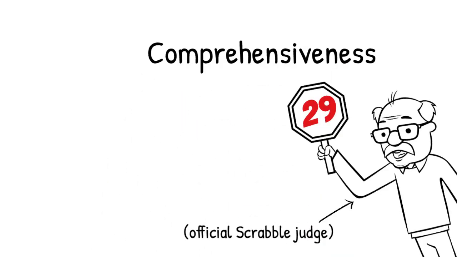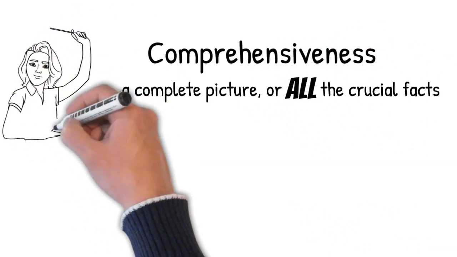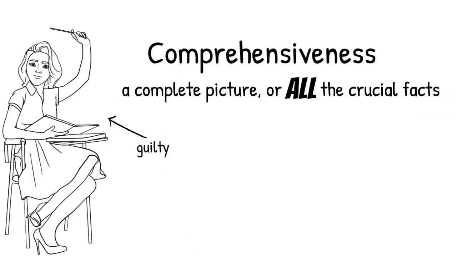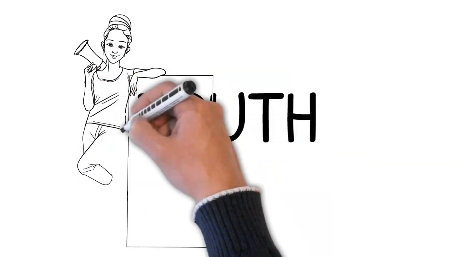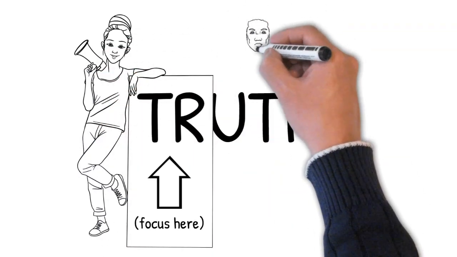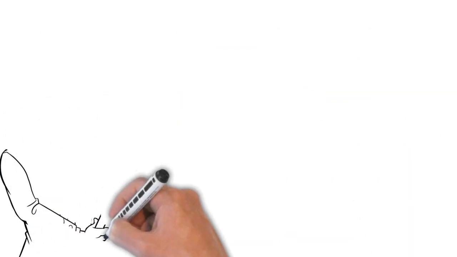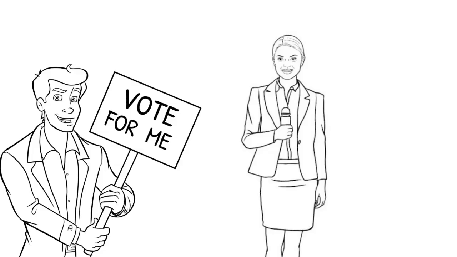Comprehensiveness. This 29-point Scrabble word means a complete picture or all the crucial facts. Sounds simple enough, but if we're honest, I'm sure most of us are guilty of not applying this standard at some point. The truth is, it's very easy to distort reality by selecting facts or just part of the truth that aligns with certain views while you ignore or downplay other parts. Whether intentionally or not, politicians and media outlets do this all too often.